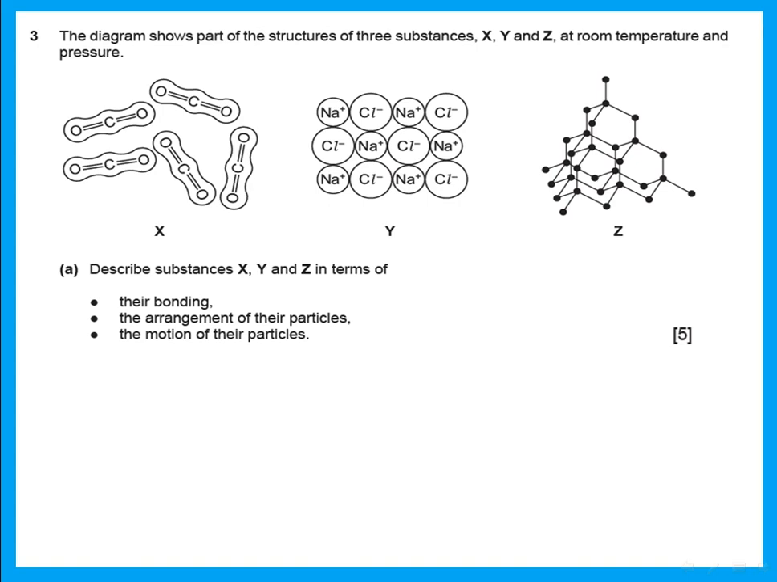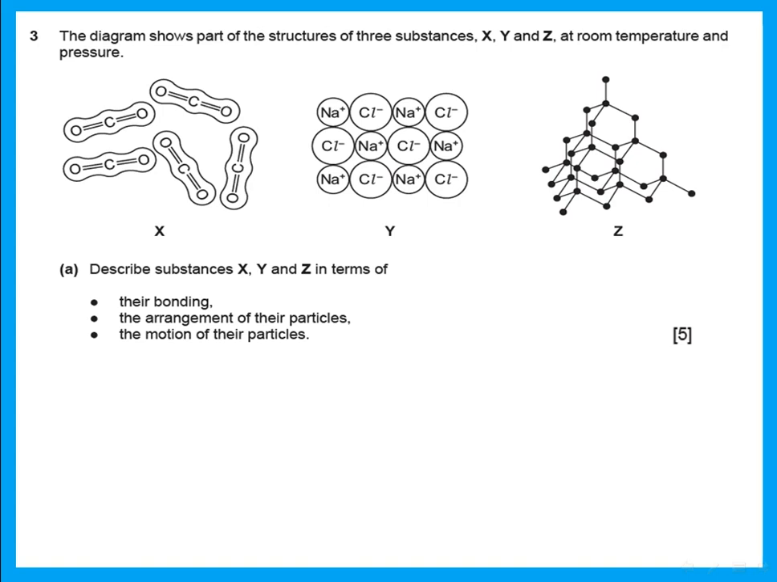The diagram shows part of the structures of 3 substances, X, Y, and Z, at room temperature and pressure. Describe substances X, Y, and Z in terms of their bonding, arrangement of particles, and motion of particles. Okay, let's look at X, for example. What is the bonding in X? X is carbon dioxide. It has double covalent bond, so the bonding is covalent.